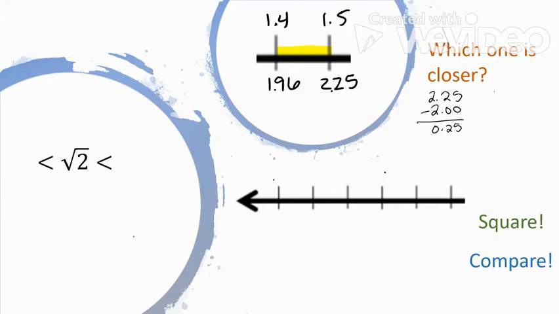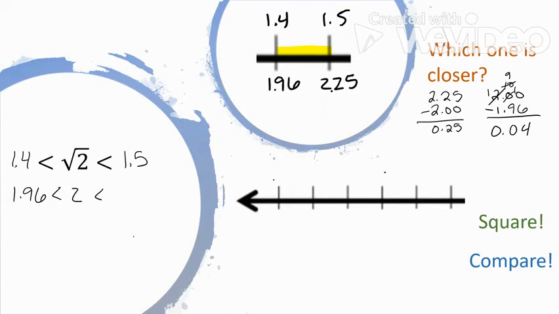And then I have to do, well, we'll do 2, subtraction the other way, minus 1.96. Got to do our borrowing. And I get 0.04. So if the square root of 2 is between 1.4 and 1.5, then 2 is going to be between 1.96 and 2.25. And we now know that it's closer to 1.96, therefore it is closer to 1.4. So I'm only going to look between 1.4 and halfway.